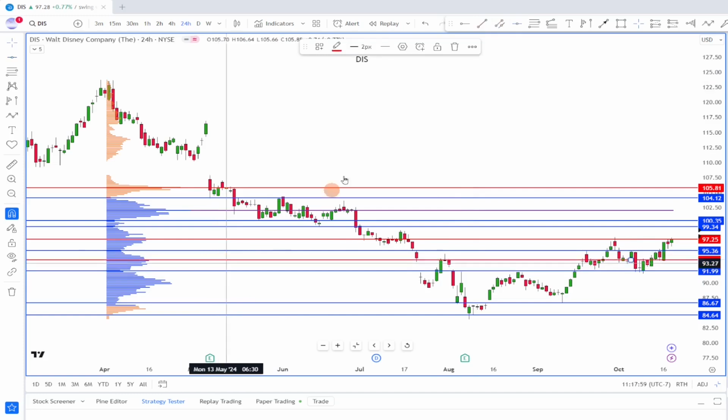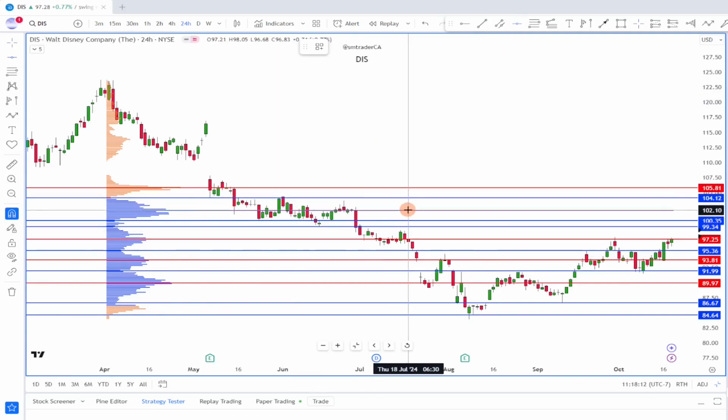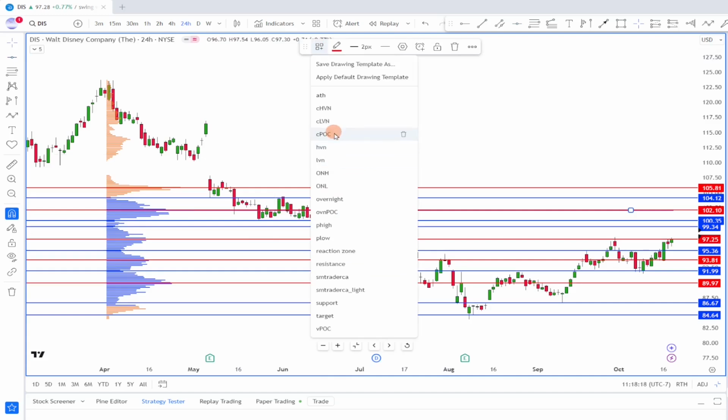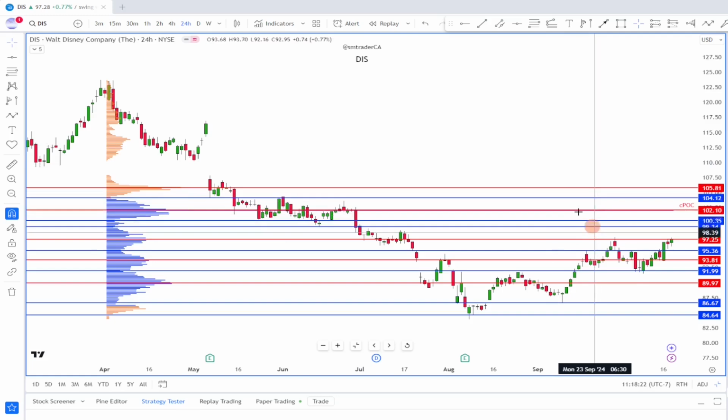Because we have a name for that. We call that the composite point of control. Based on this swing down here, this is the price level that has the highest traded volume. So in other words, it is one of the most accepted prices there. I'm going to label this composite point of control, so I know it is one of the highest volume levels on this swing.